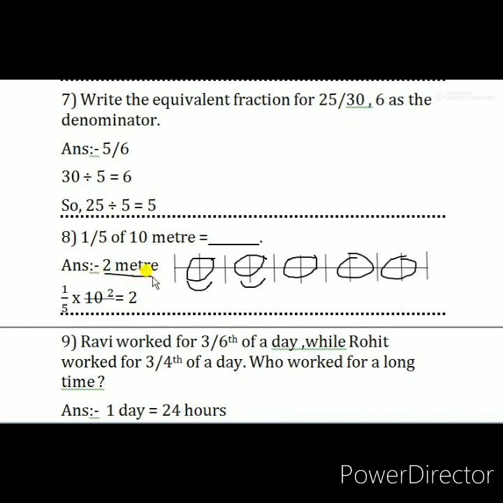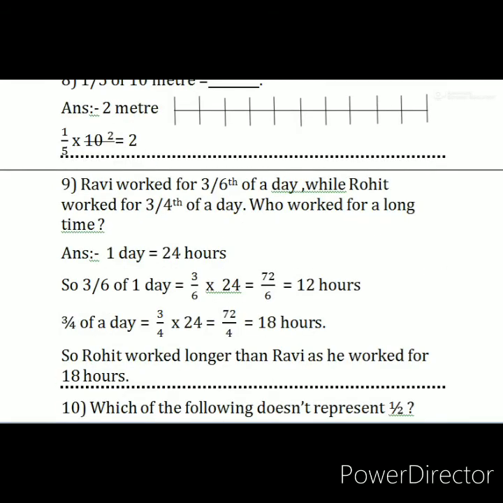The answer is 2 meter. The next method, we have done in several videos. 1 by 5th of 10 is 1 by 5 multiplied by 10. That means 10 divided by 5 equals 2. So if you find it in any way, we will get the answer 2 meter. So what is the 1/5 of 10 meter? It is 2 meter. Now our 9th question. What is given here?